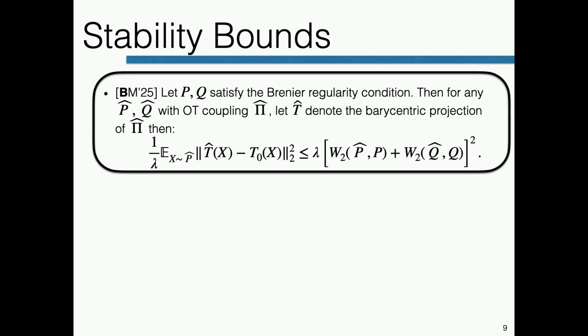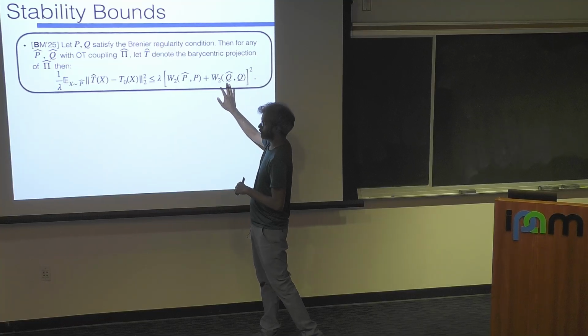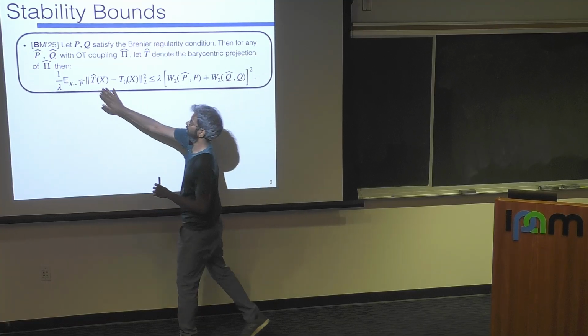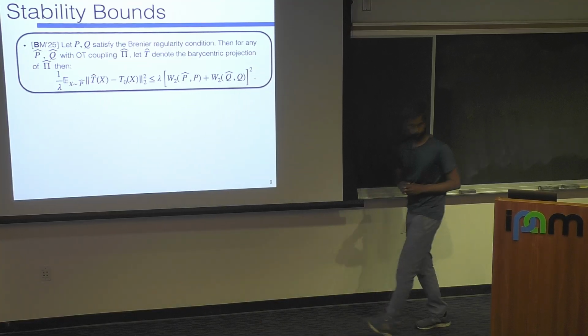And what this result says is that the distance between t hat and t0 on the support of p hat, or on average taking an expectation over x drawn from p hat, is upper bounded by the Wasserstein distance between p hat and p squared plus the Wasserstein distance between q hat and q squared. So this is a stability bound in the sense that if p hat and p are close in the Wasserstein sense and q hat and q are close in the Wasserstein sense, then it is indeed the case that t hat and t0 are close as measured according to this loss function.